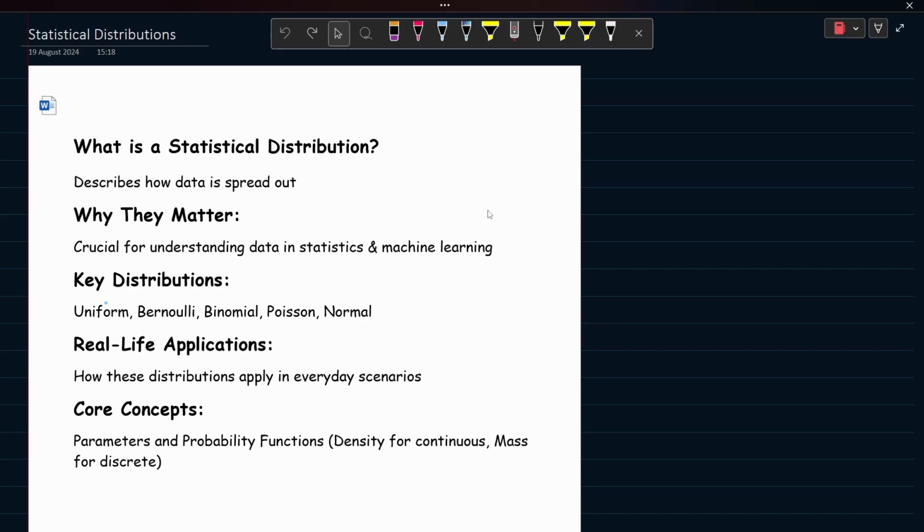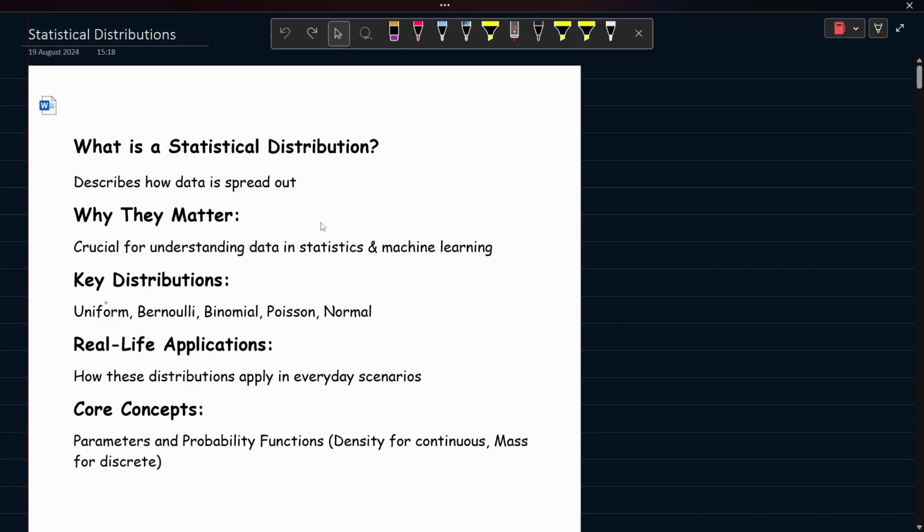If you're involved in solving mysteries like a data scientist or a detective, then understanding how data is spread out is very important. Whether you're crushing numbers in statistics class or building the next big AI model, distributions are your trusty sidekicks.